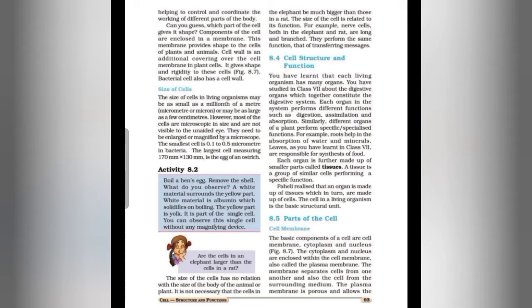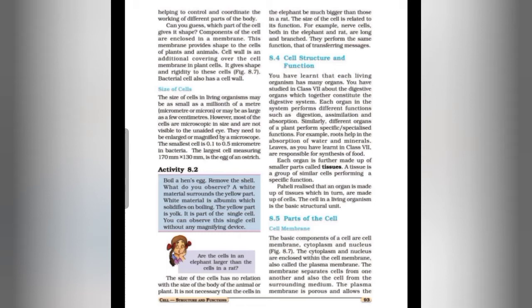All organs that work together to perform a specific life function form an organ system. Like the esophagus, stomach, small intestine, large intestine, liver, and pancreas are all organs that work together to digest the food, hence they form the digestive system. Similarly, the respiratory system, excretory system, and reproductive system have different sets of organs which work together to carry out the life process. So this is all about the structural and functional unit of life.